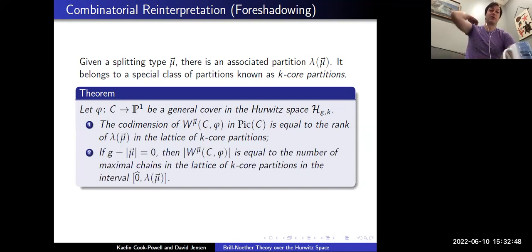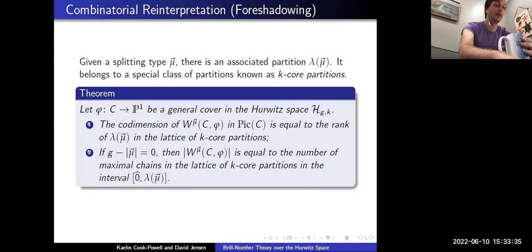And also, similarly to the standard setting, if the expected dimension is 0, then the number of points in the splitting type locus is equal to the number of maximal chains in this lattice that start at the empty partition and go up to the partition lambda mu. So I said that there was a way to count these numbers, and this is the way. I'm pretty sure that no one has been able to write down a closed form expression for these numbers, but that's fine.